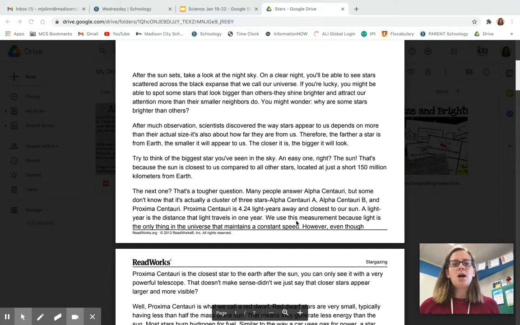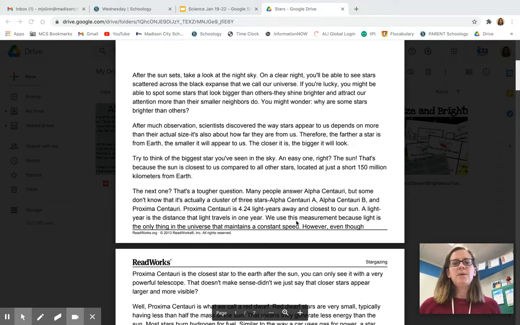After much observation, scientists discovered the way stars appear to us depends on more than their actual size. It's also about how far they are from us. Therefore, the farther a star is from Earth, the smaller it will appear to us. The closer it is, the bigger it will look.